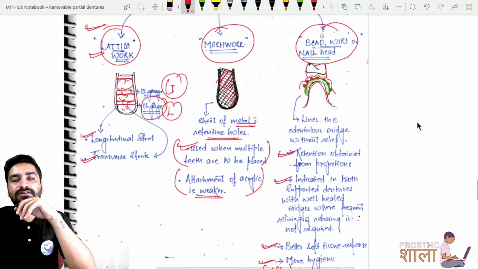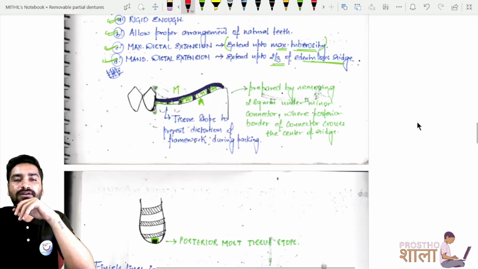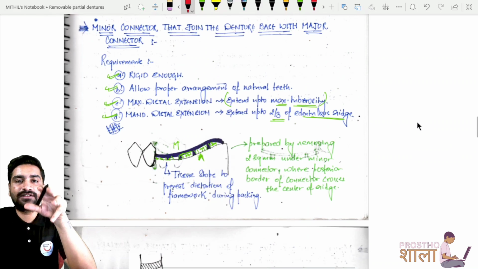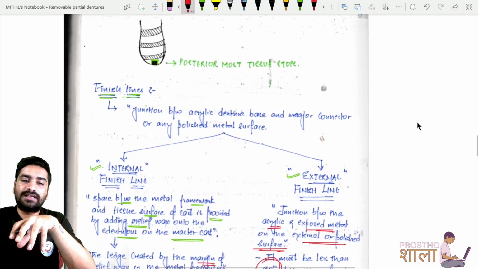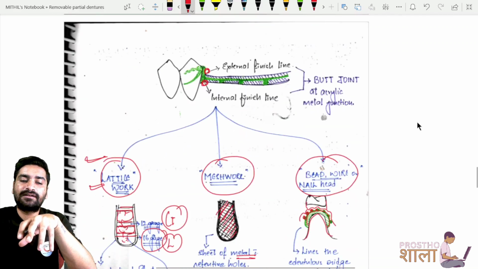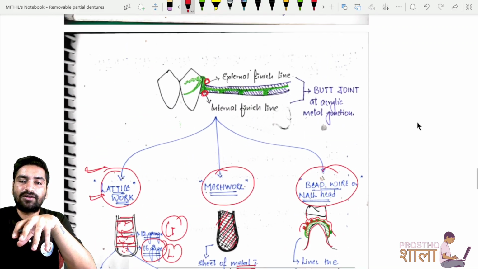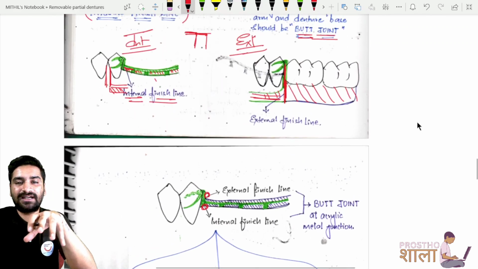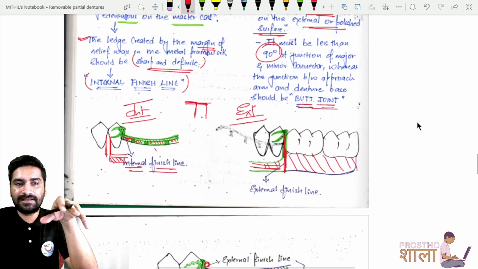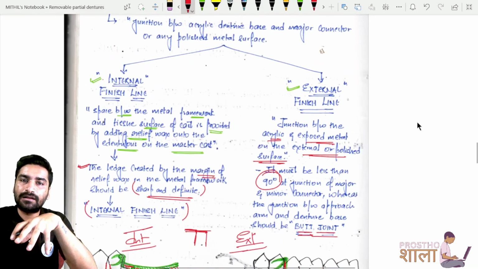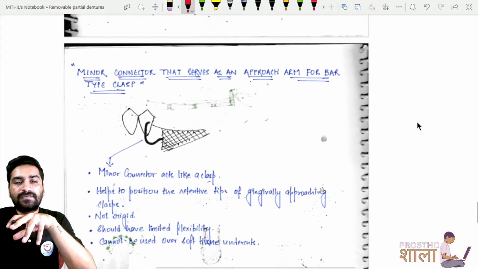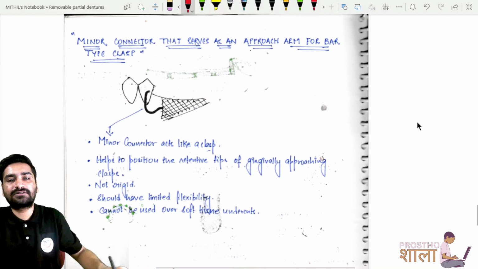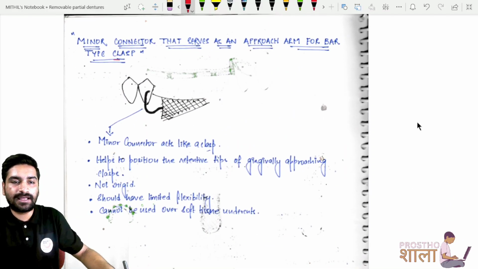So based on your third type, that is the minor connector that joins the major connector with the denture base, there are three types, okay: mesh, lattice, or bead wire or nail head type. Based on that connection with the metal and acrylic, we have two finish lines, that is the internal and external finish lines, okay. Then the minor connector that serves as an approach arm for a bar type clasp.